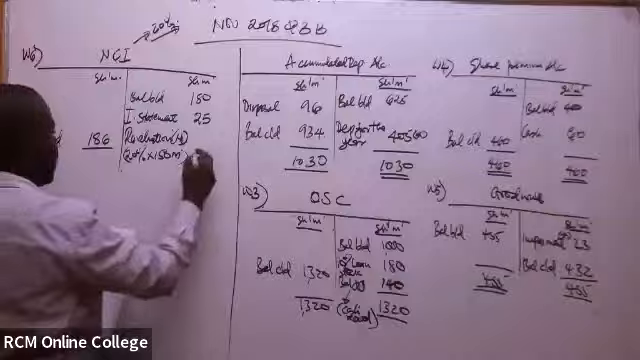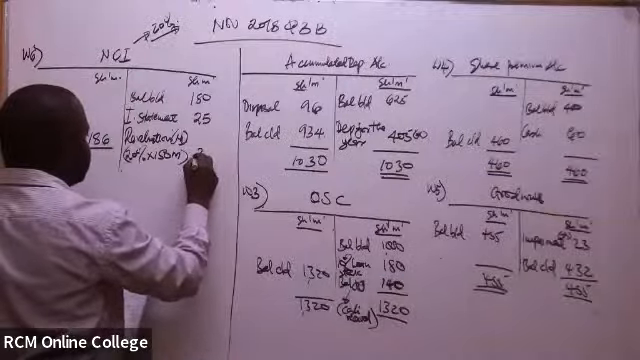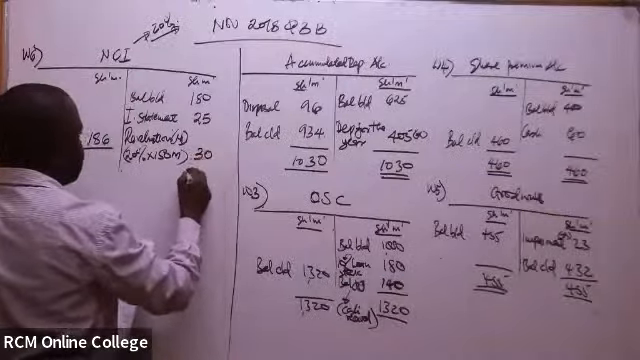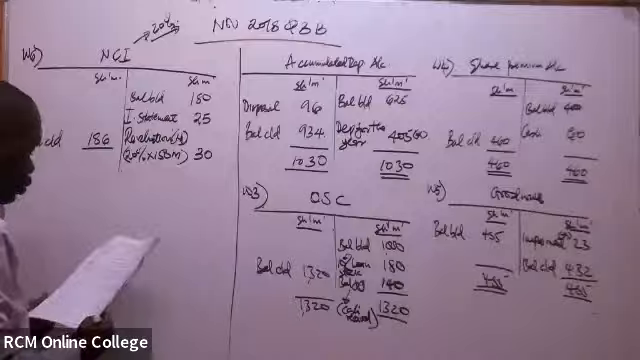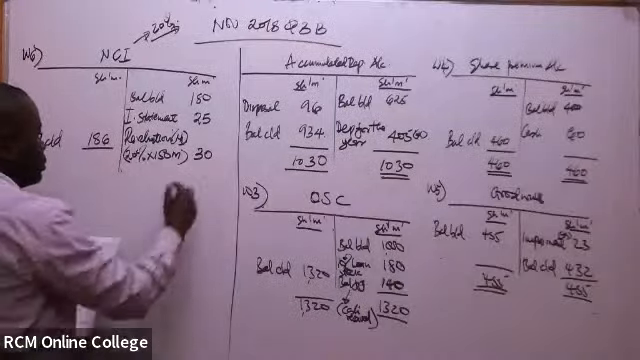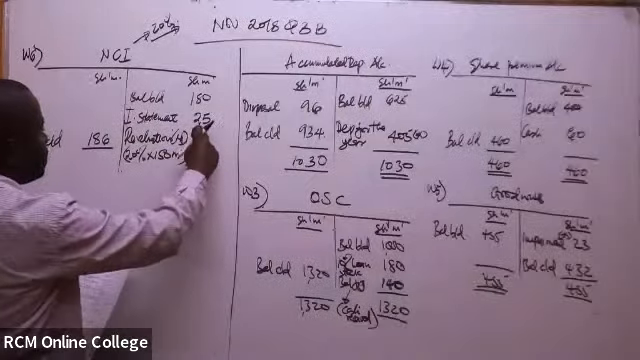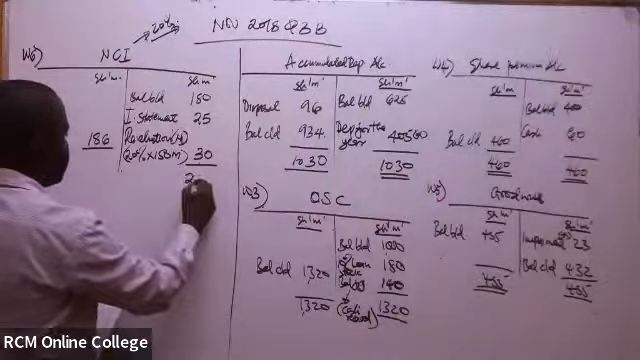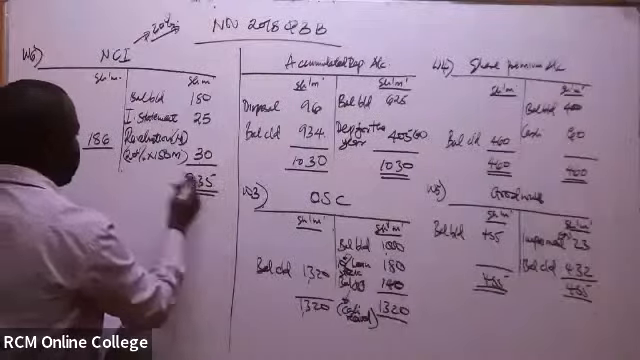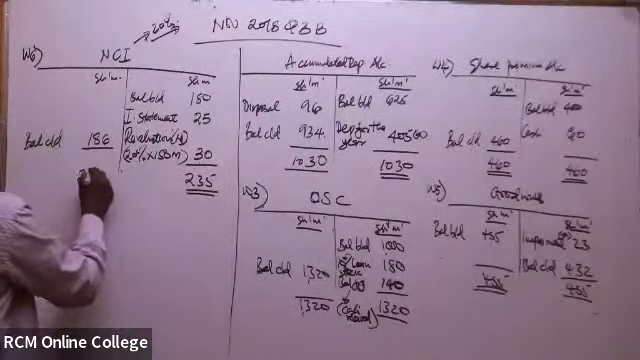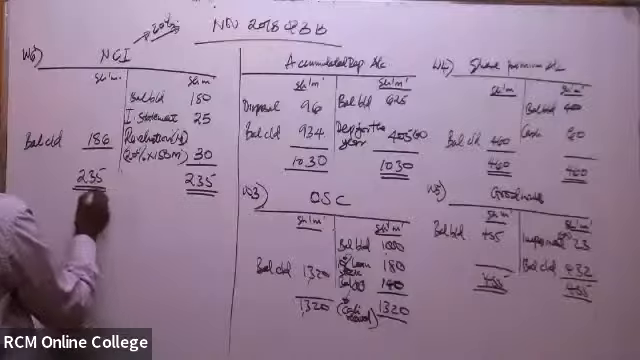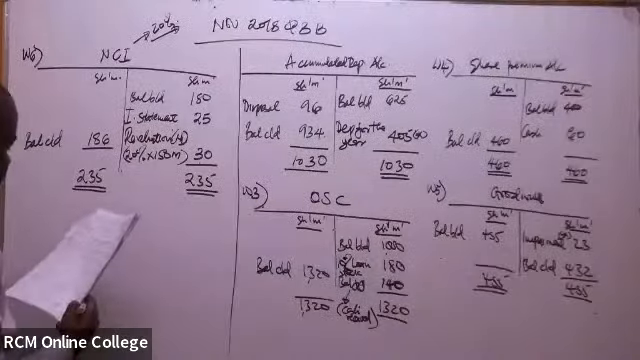And therefore, in this case, we'll likely end up having to get 30 million. So if you add the figures, this is 205 plus 30, you get 235.